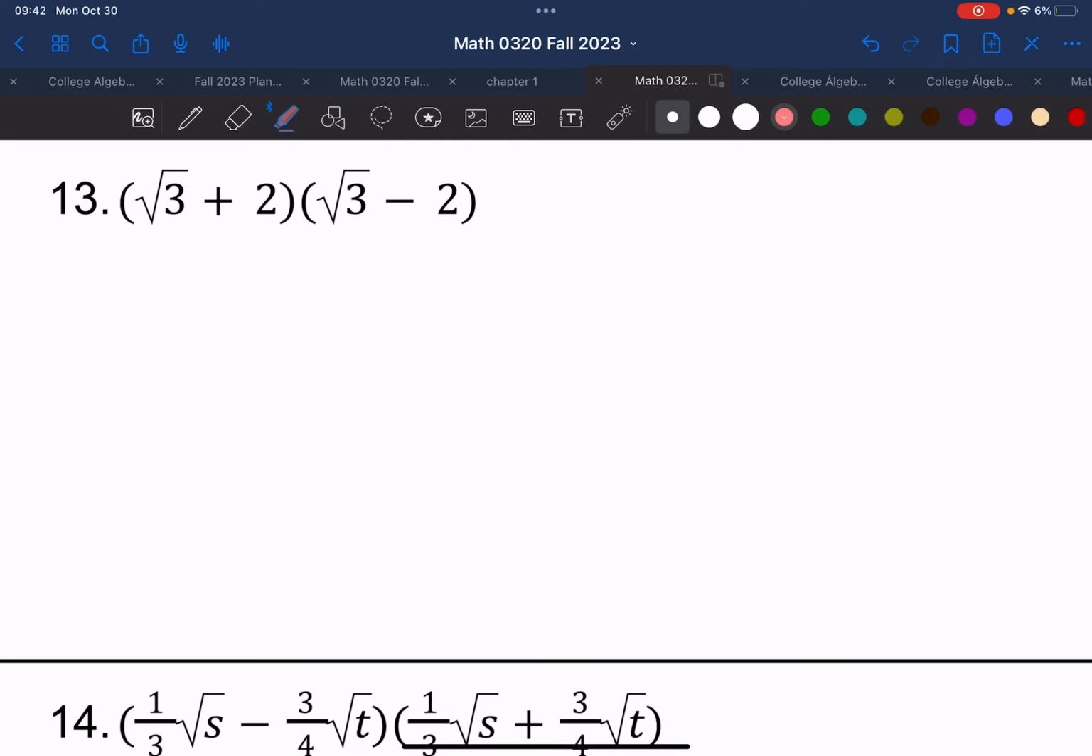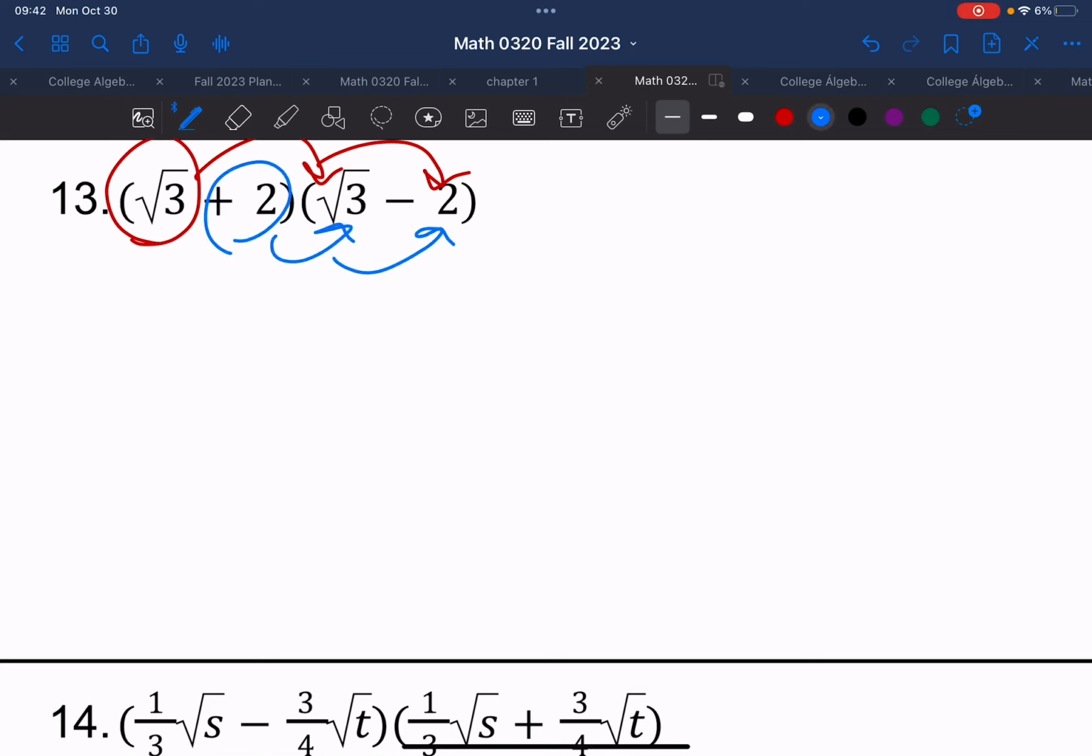So that means when we FOIL this together, we are going to FOIL it out. But when we get to those middle terms, right away we know that they're going to cancel. So we have square root of 3 times square root of 3, which reduces to 3. Square root of 3 times square root of 3 is the square root of 3 squared, so it cancels to 3. Then we have square root of 3 times negative 2. So that's negative 2 square roots of 3.